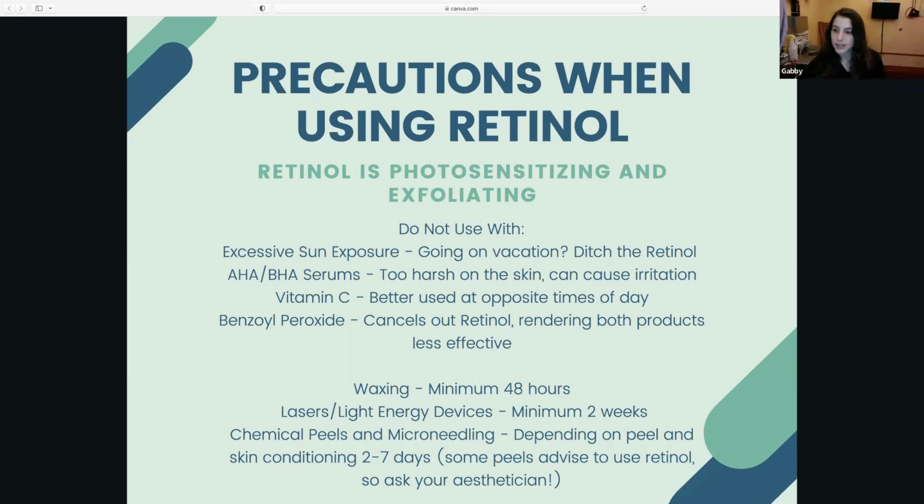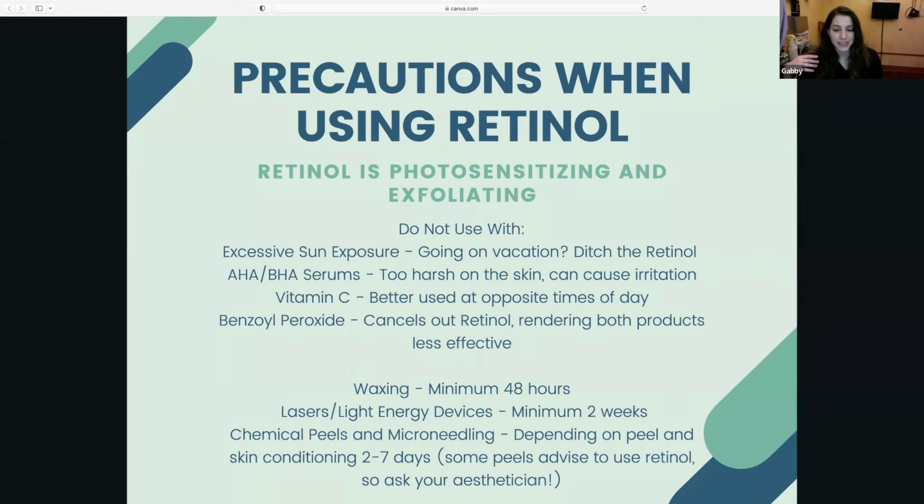Laser light energy devices such as IPL and 1540 that we have here, a minimum of 2 weeks from your last use. Chemical peels and microneedling, depending on the peel, some peels recommend that you use retinol up until the peel. So it really depends on those.